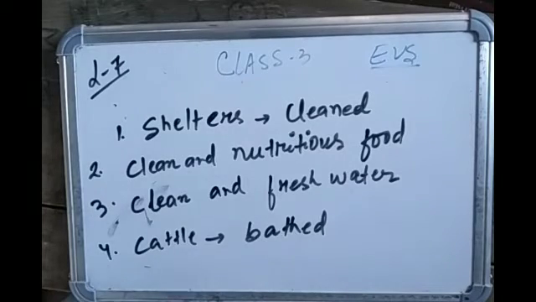So the first point is shelters should be cleaned regularly, and we need to give clean and nutritious food, and clean and fresh water should be provided. Not only domestic animals in general, but cattle in particular is mentioned in your textbook, need to be bathed regularly.